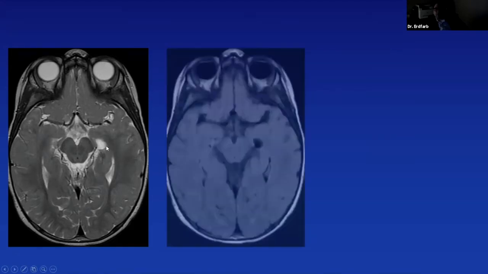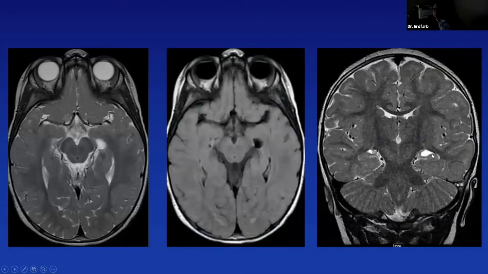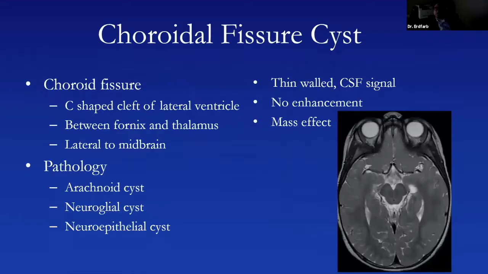It's CSF density, suppresses on T1, and then again, you can see it on the coronal T2, and it's exerting maybe a tiny bit of mass effect on the hippocampus, but really nothing to speak of. Another do-nothing lesion called a choroidal fissure cyst, very common. Look for that location, lateral to the midbrain. It's in the so-called choroidal fissure, which is, again, a C-shaped cleft of the lateral ventricle. It's between the fornix and the thalamus, and again, almost always lateral to the midbrain.